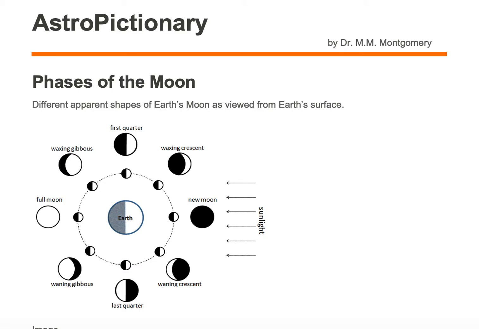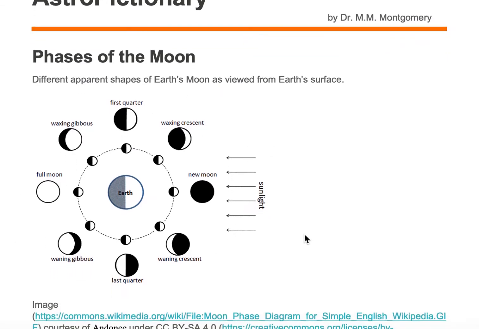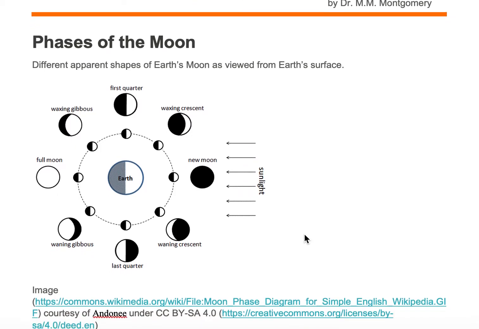Phases of the moon are different apparent shapes of Earth's moon as viewed from Earth's surface. So here we're looking at a cartoon sketch of the Earth and the moon and its appearance in the sky. In the center is the Earth, and on the right is a white half circle indicating this is the sunshine side of Earth, or daytime side. And on the left you see in the grayish or blackish, it is the nighttime side of Earth.